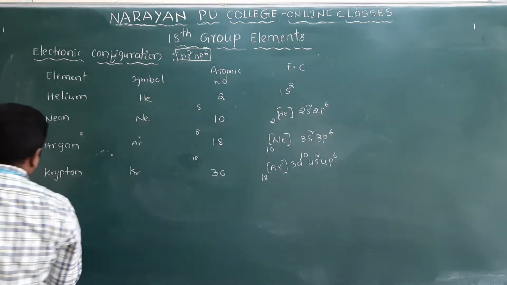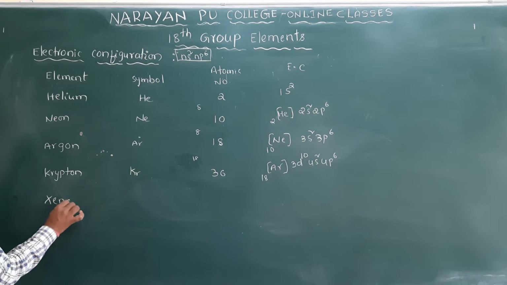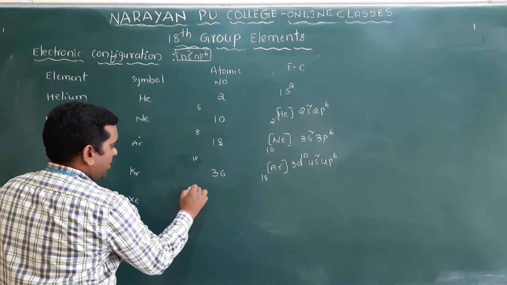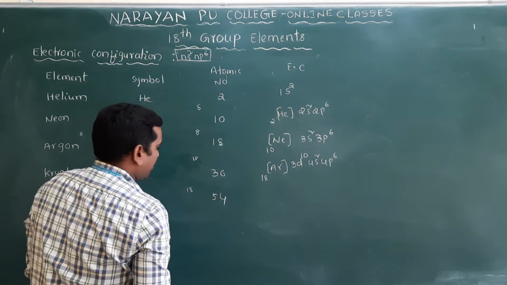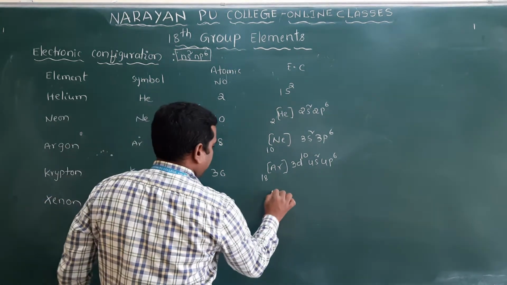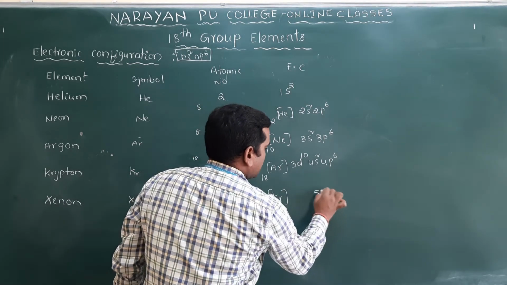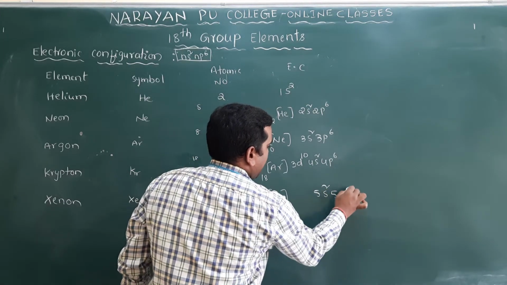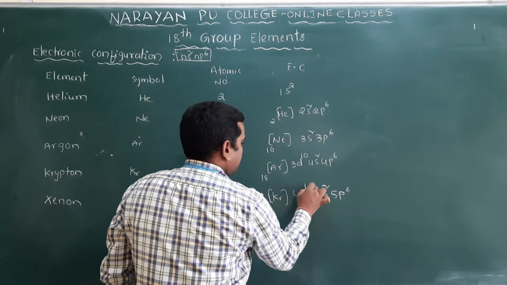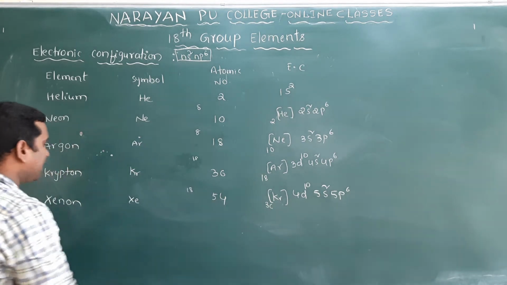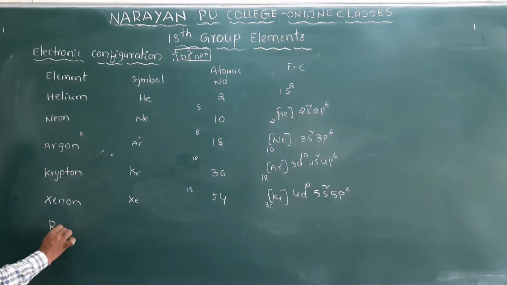Clear? Krypton. And next one is xenon. Xenon, what is the formula here? Xe. And 18 you add, then what you will get? 54. Clear? So you will get here krypton, 5s2, 5p6 along with that, and 4d10 also will come. Clear? Because it is 36. And radon, last one is radon.